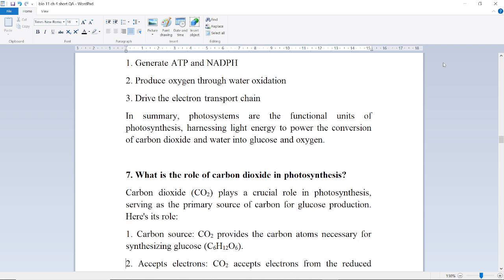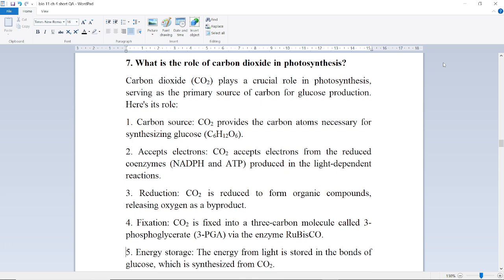Next question is, what is the role of carbon dioxide in photosynthesis? Carbon dioxide plays a crucial role in photosynthesis, serving as the primary source of carbon for glucose production. Here's its role. Carbon source. Carbon dioxide provides carbon atoms necessary for synthesizing glucose, C6H12O6.